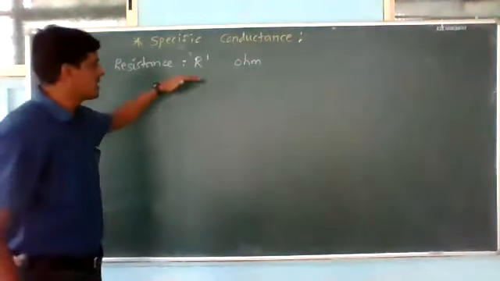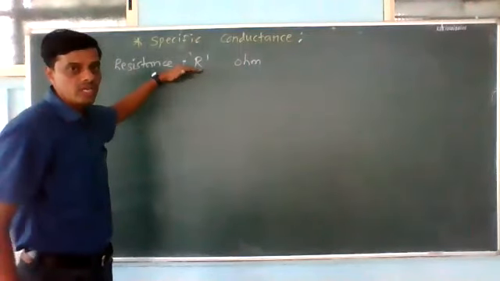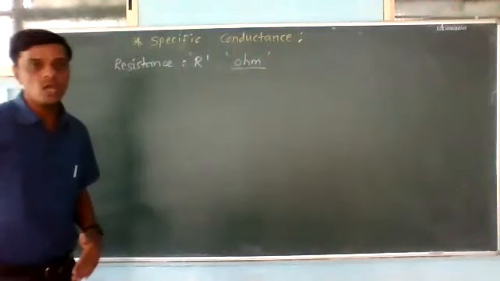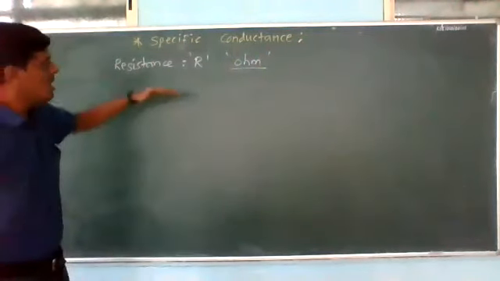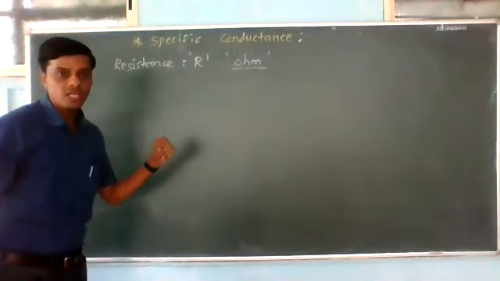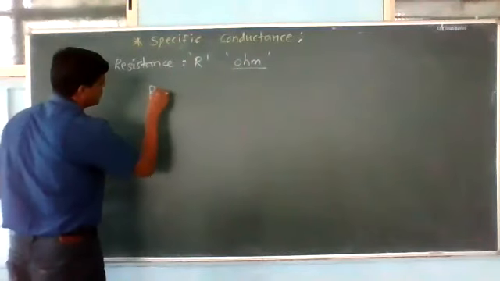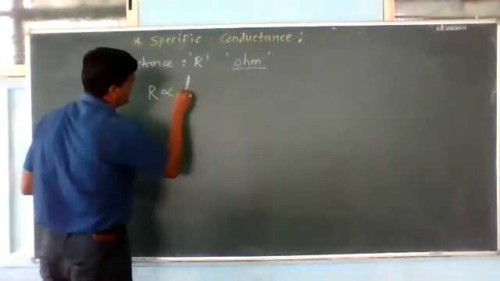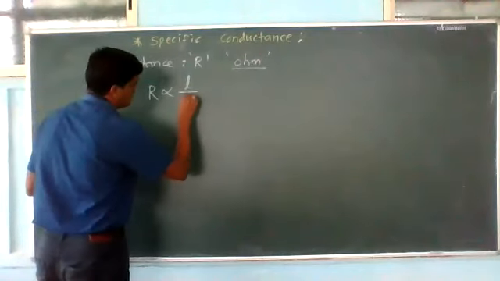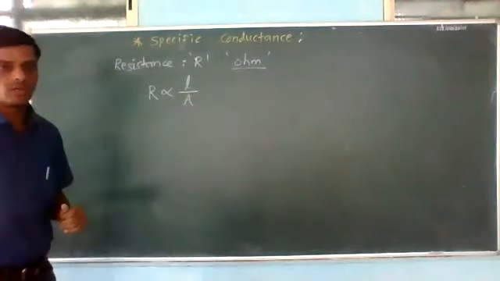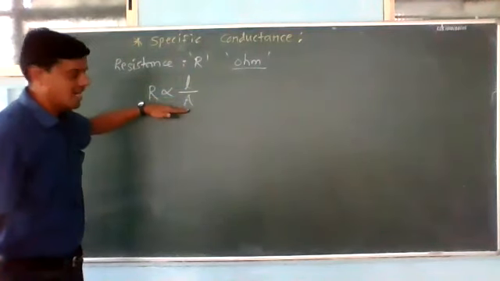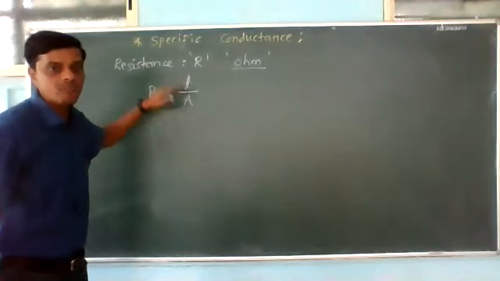Resistance of a conductor is expressed in terms of, or the unit of resistance is, ohm. Now, this resistance of any conductor is directly proportional to the length of the conductor and inversely proportional to the area of cross section. A stands for the cross sectional area of the conductor.